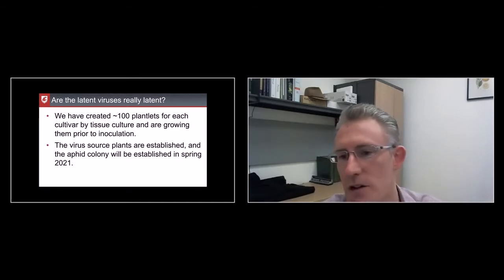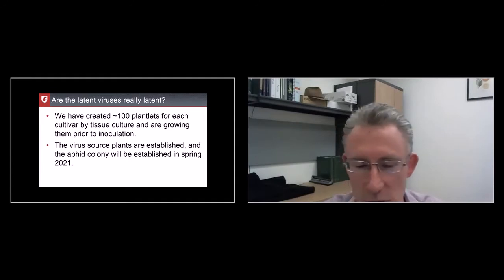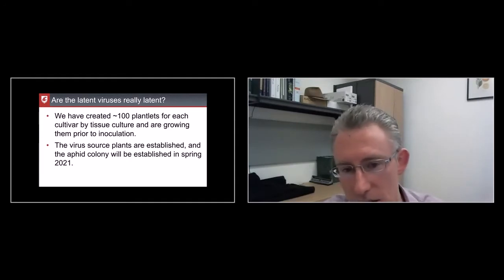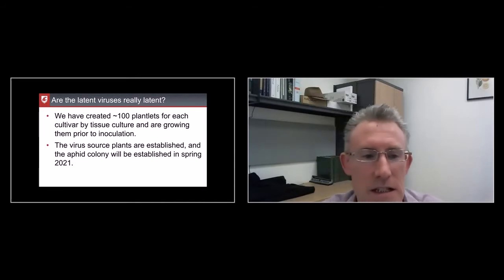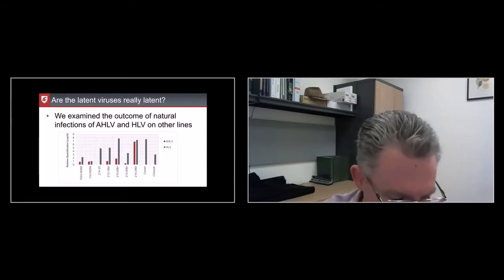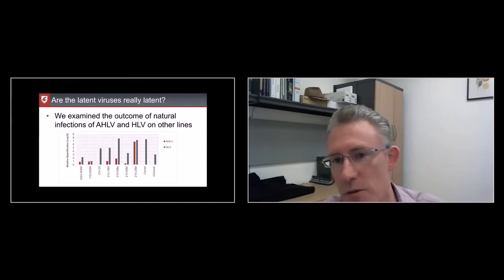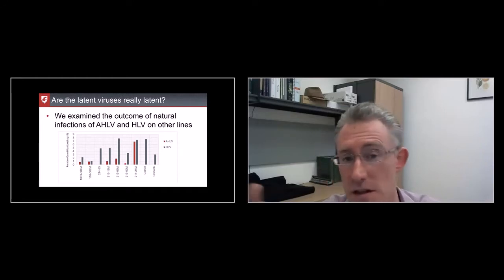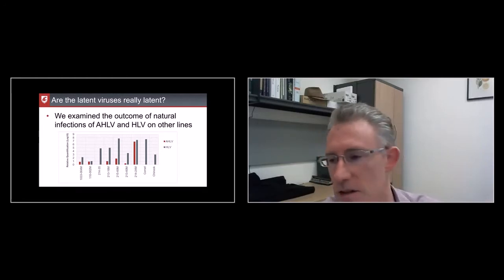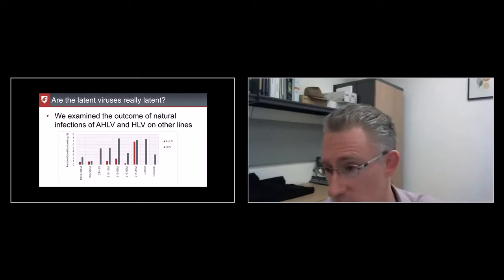He's created about 100 plantlets of each of these cultivars by tissue culture. I've got a rack full of these little plants growing up right now, and he's just growing them prior to inoculation. But in the interim, while we're waiting to set up this experiment, because this is a long-term experiment, the plants need to grow, be inoculated, and then start growing so we can see the effects of these viruses as they grow and develop over the course of several years.